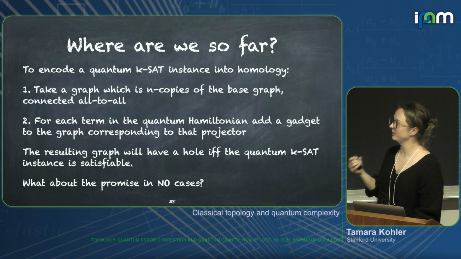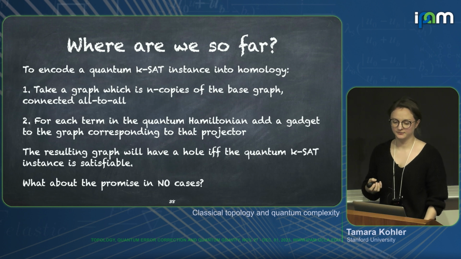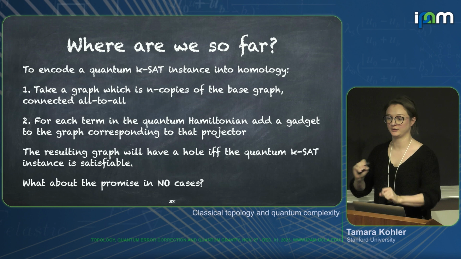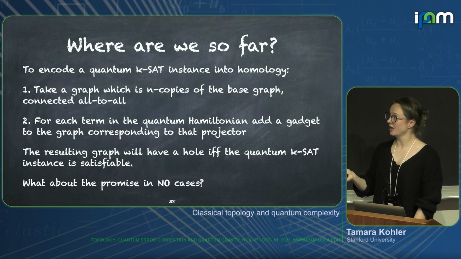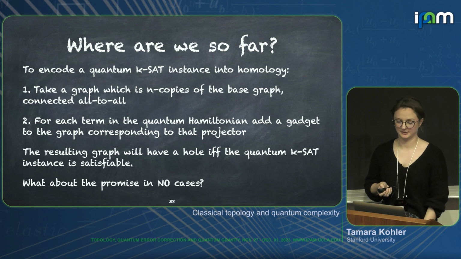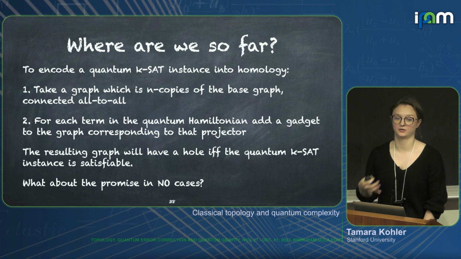Okay, so where are we so far? To encode a quantum K-set instance into homology, we take the graph, which is n copies of the base graph, connected all-to-all between the copies. And then for each term in the quantum Hamiltonian, we add a gadget to the graph corresponding to that projector. And you can show that the resulting graph will have a hole if and only if the quantum K-set instance is satisfiable.